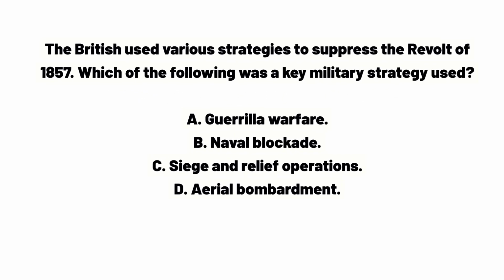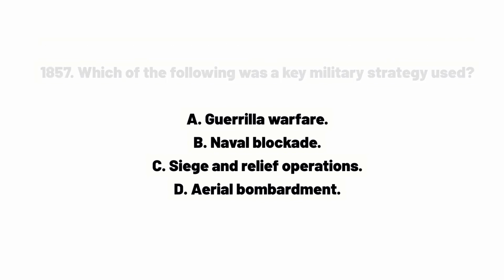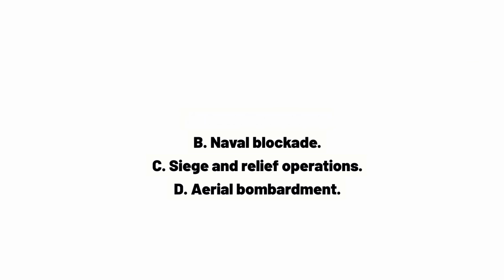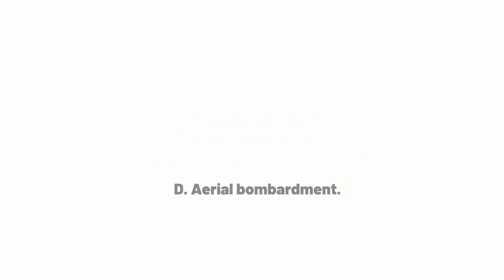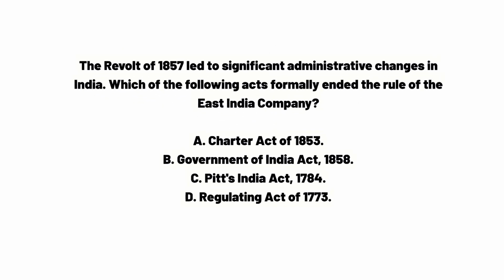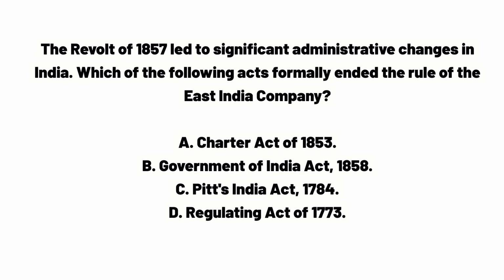The British used various strategies to suppress the revolt of 1857. Which of the following was a key military strategy used? A. Guerrilla warfare. B. Naval blockade. C. Siege and relief operations. D. Aerial bombardment. Answer. C. Siege and relief operations.